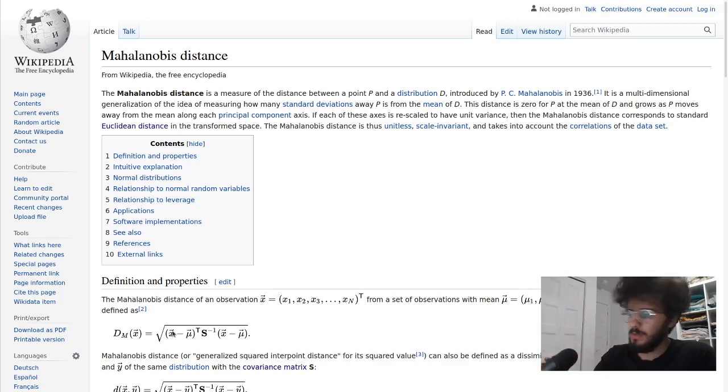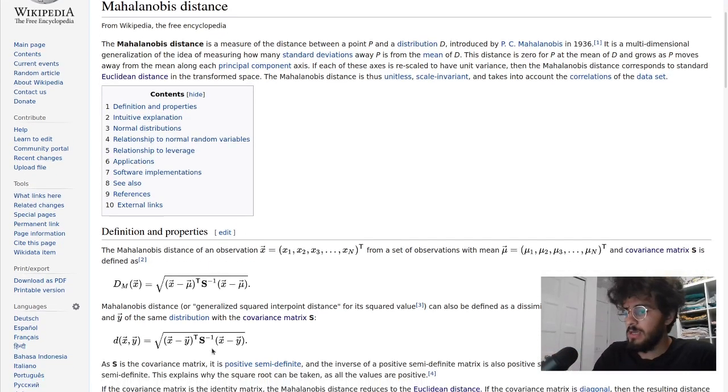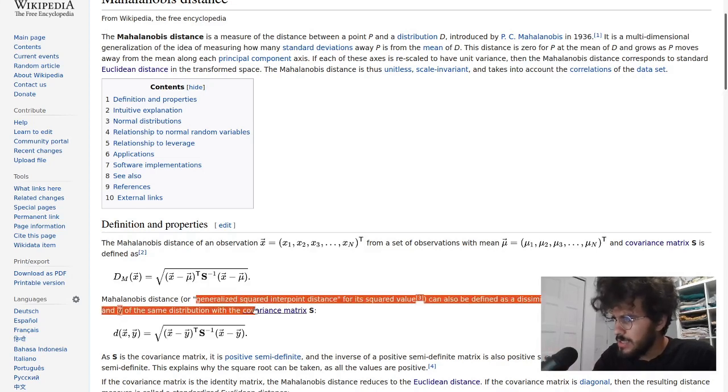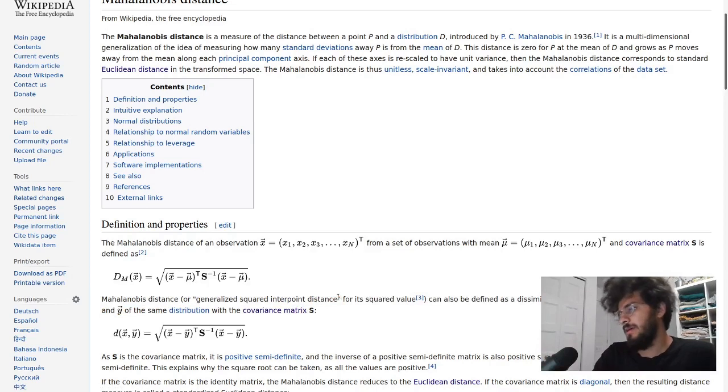But sometimes you don't have this other mean. So if you have two different vectors and you suspect that they have the same distribution, and you happen to have the covariance matrix of that distribution, or you kind of modelize it, you can use this version of the Mahalanobis distance to calculate the distance between the 2 points in multidimensional space. And it's also called the generalized squared interpoint distance. Yeah, that's it. So that's the formula.